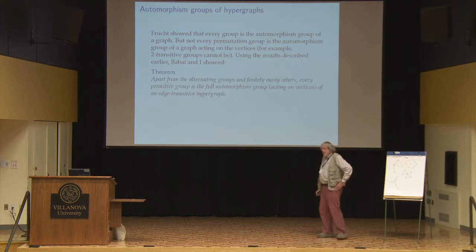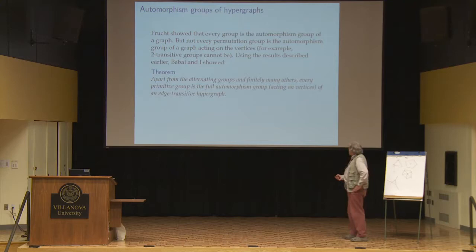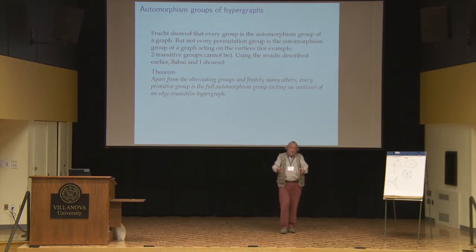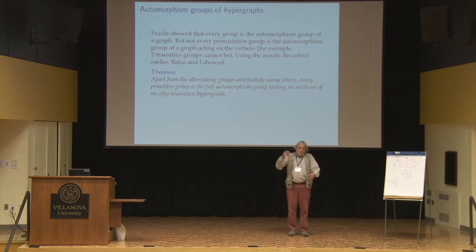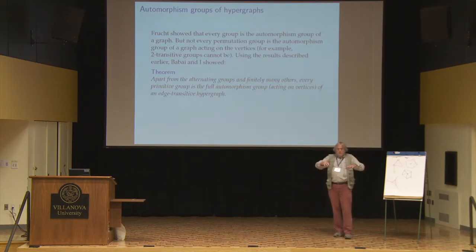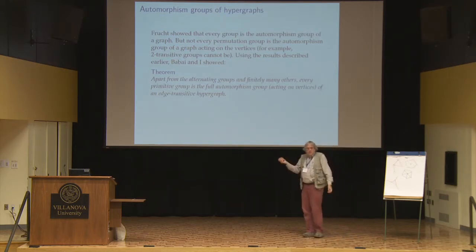So what about hypergraphs? And this is our theorem. This is the theorem that was already proved in 1990 and has just finally got around to being put on the archive this year, only a month or so ago. Apart from the alternating groups and finitely many others, every primitive group is the full automorphism group of a hypergraph, not only a hypergraph, an edge-transitive hypergraph. The proof strategy is you take one of these sets whose setwise stabilizer in the group is the identity. That's an edge of your hypergraph, and you take the other edges to be just an orbit of that. You have to do a little bit of work to show that you couldn't have an overgroup of your given primitive group which leaves that hypergraph invariant, and that's where some of these estimates come in.